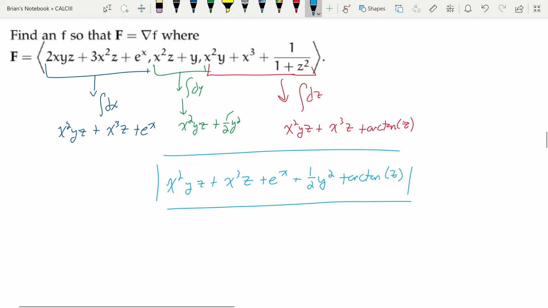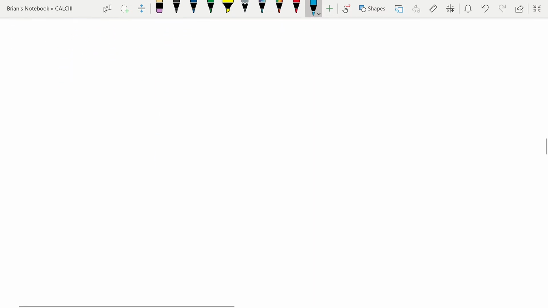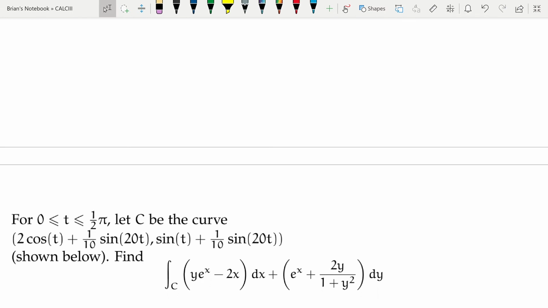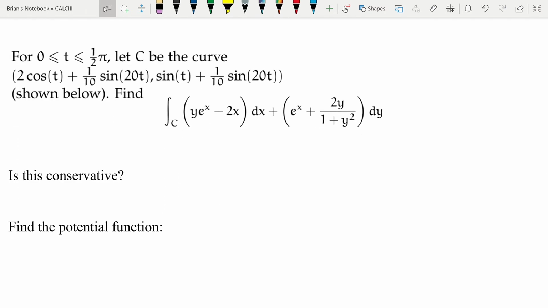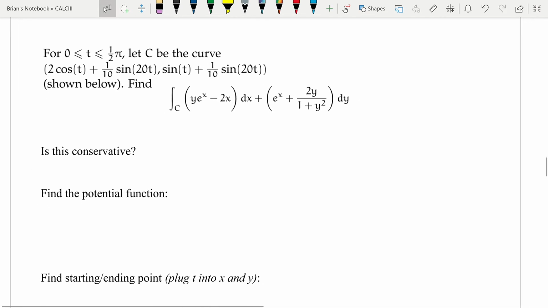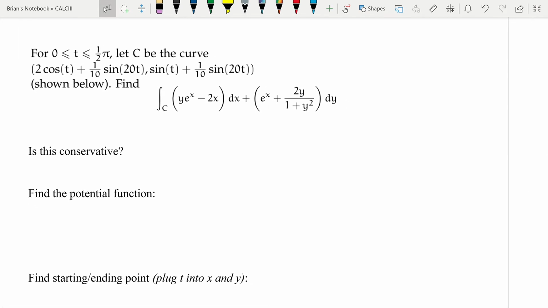So let's move down to maybe a problem where we can try that. Say we have this function right here, and for 0 less than or equal to t less than or equal to 1/2 pi, we're given our curve, c. You can see we're just dealing with x and y in this problem and no z. Is this function conservative? And if it is, find the potential function. And remember, once we have the potential function, we'll take f of x, y minus f of x naught, y naught.